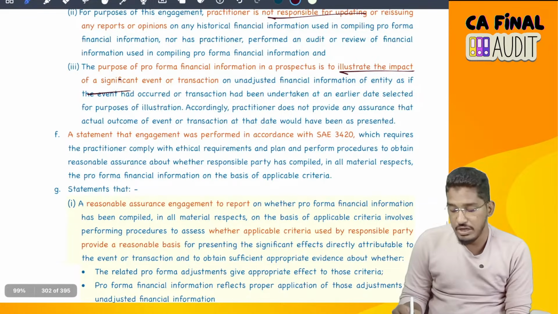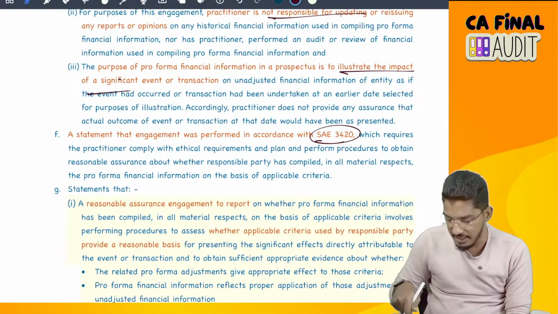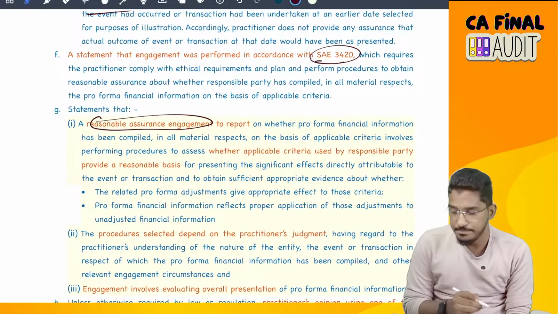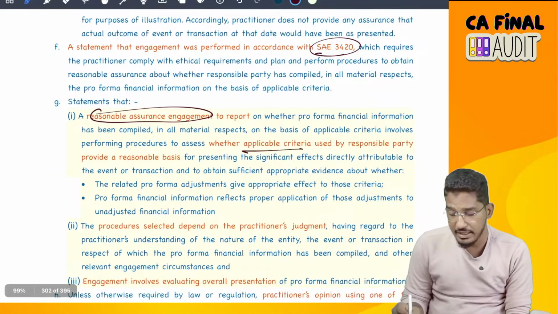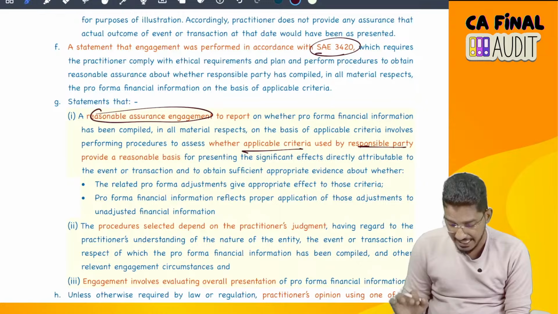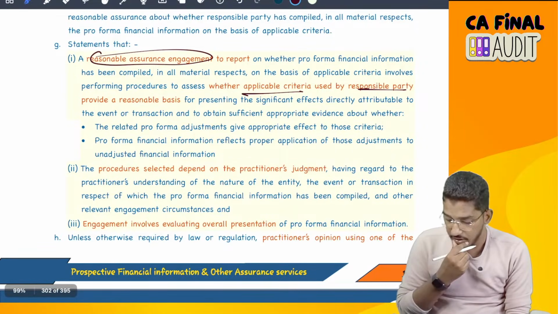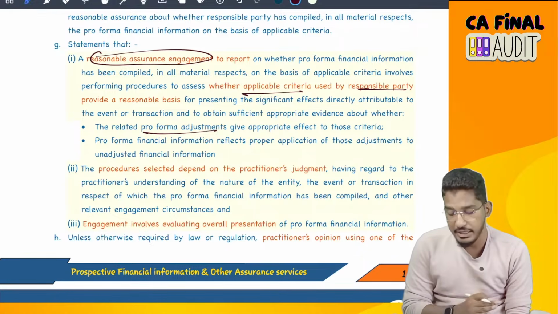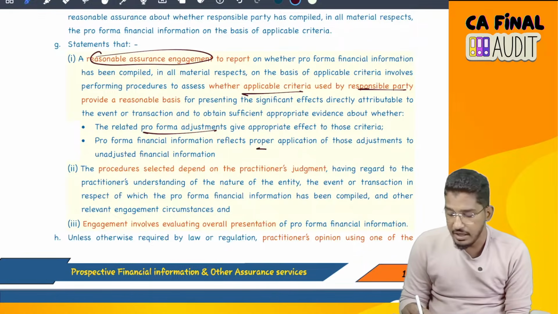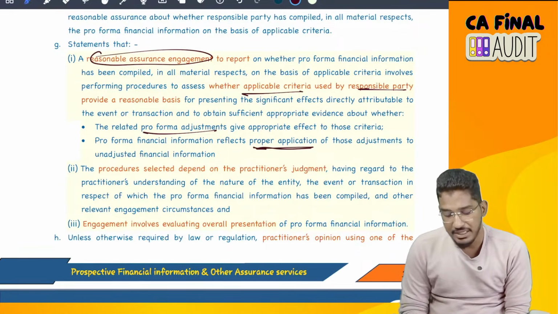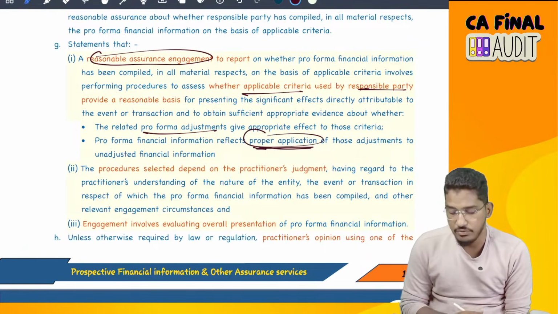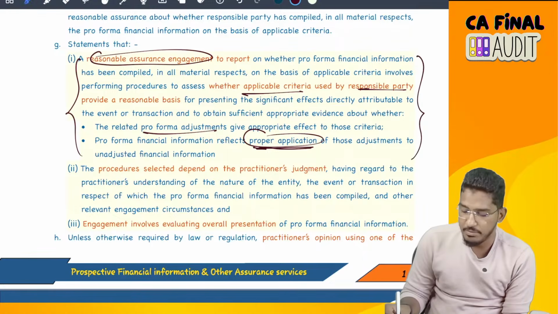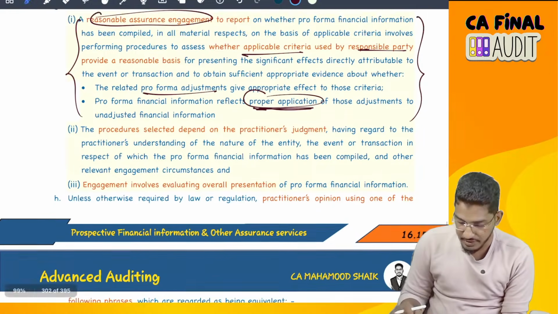And you have to mention that you have performed this engagement as per this particular standard, CA 3420, and also a statement about what a reasonable assurance engagement is, and whether the applicable criteria which have been used are acceptable or not. And also whether the related pro forma adjustments give appropriate effects, whether pro forma adjustments have been given proper effect or not, and whether they reflect proper application of those adjustments in the unadjusted financial information. Basically, whether they have properly presented that pro forma financial information or not, that assurance you have to give.